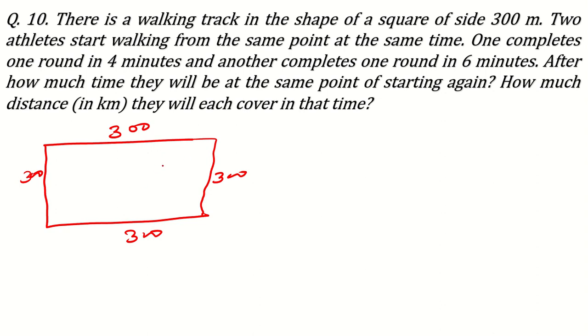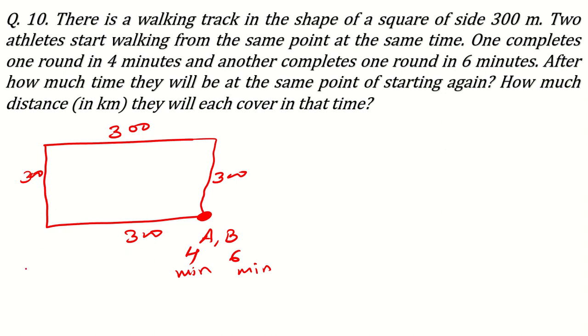Two athletes start walking from the same point at the same time. I don't know why athletes are running and we are solving the question. Two athletes are there, A and B. Now A completes one round in 4 minutes and B completes it in 6 minutes. The question is, after how much time will they meet at the starting point again? Because if A covers one round in 4 minutes and B in 6 minutes, then definitely they will not be at the same point every time. After some time they will meet again. So the question is, after how much time will they be at the starting point together again.